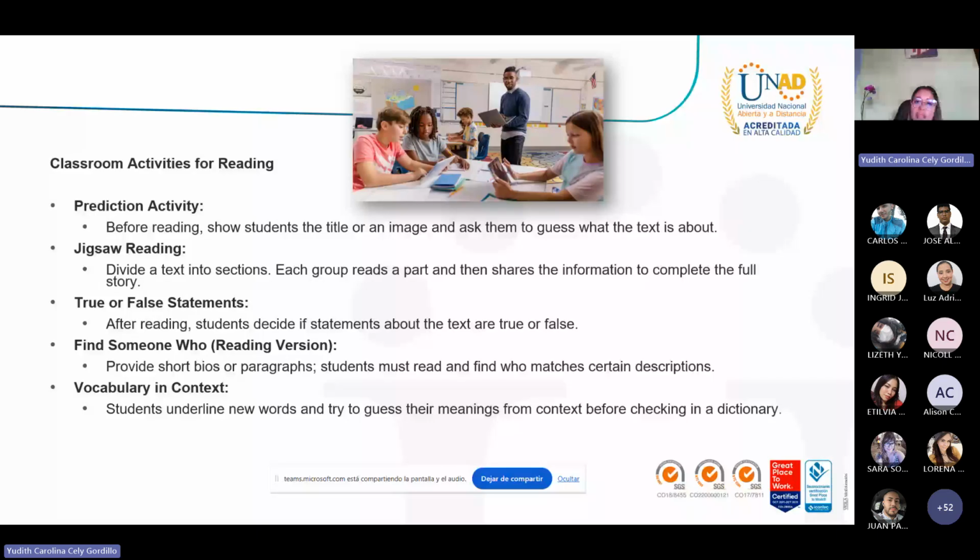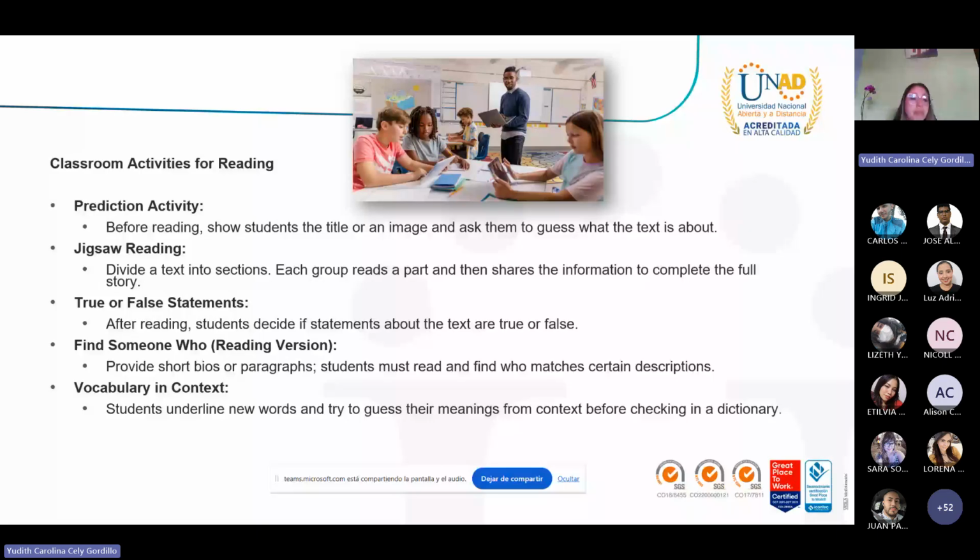You are going to use different words and expressions that the student connects with according to the reading. Jigsaw reading: you can divide it in sections. Every group is going to read one part. Can you identify what the completed story is about? What is the most important impact for you?